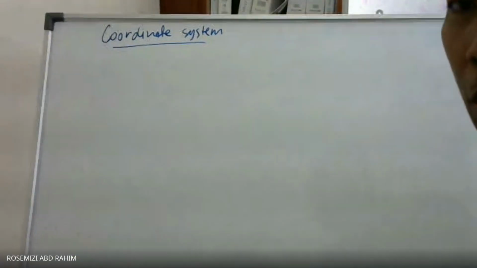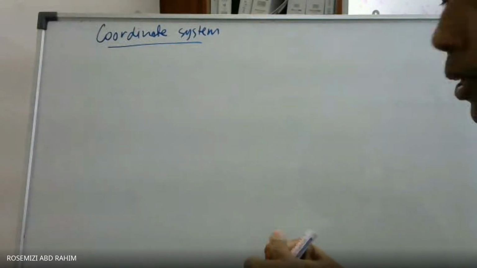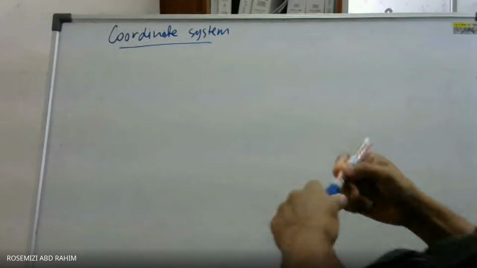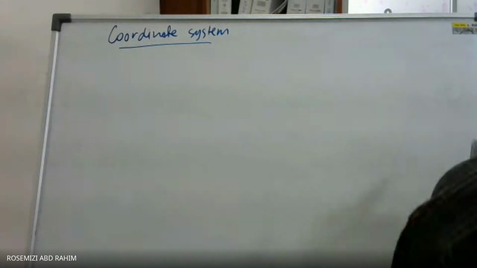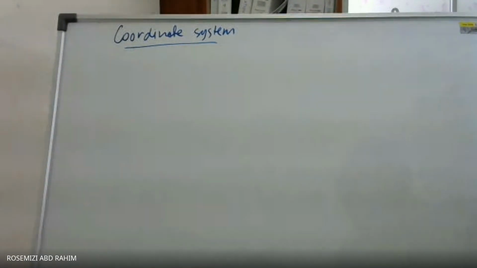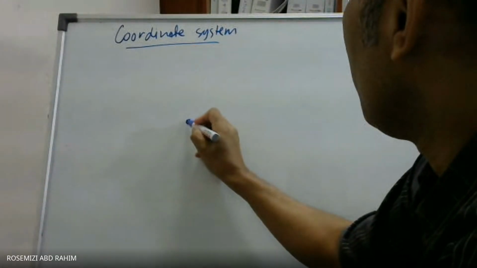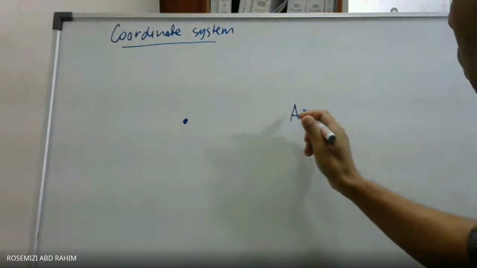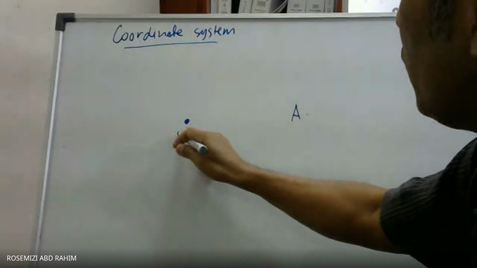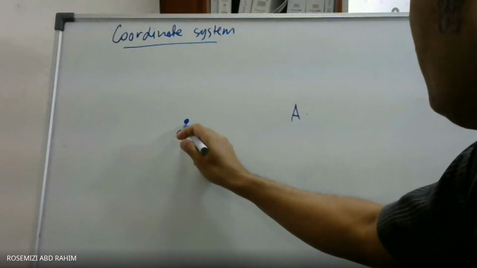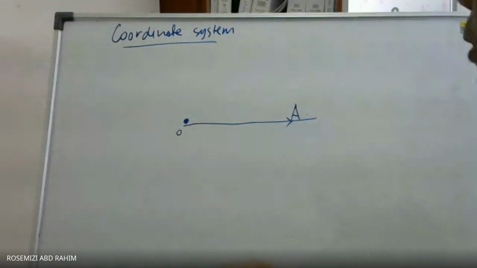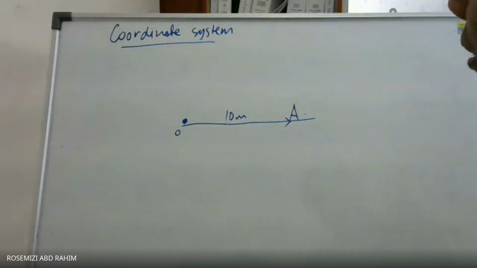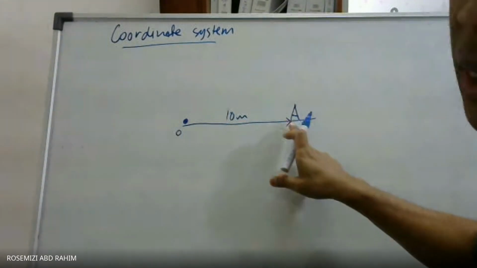Okay. So coordinate system. Let's say you are here, and A is here. What is the distance between A and this point? This point is 0. So we do some calculation. For example, let's say 10 meter. The distance from 0 to A is 10 meter.